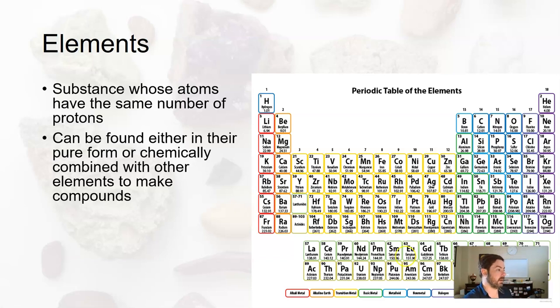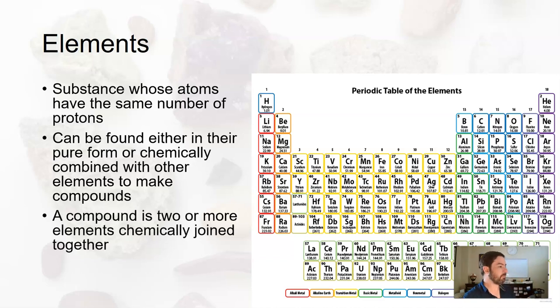But let's say I find salt. Salt is a different mineral, but also a compound. Salt is made up of sodium, which is 11 on the periodic table, and chlorine. So you take sodium and chlorine, mix it together. That's a compound. Makes sodium chloride, which is salt, which is a mineral. So again, a compound is 2 or more elements chemically joined together.